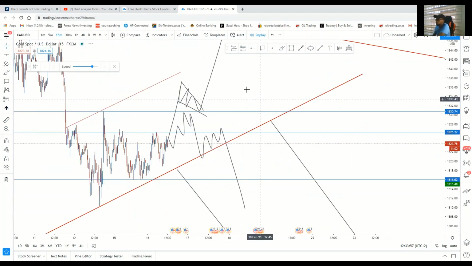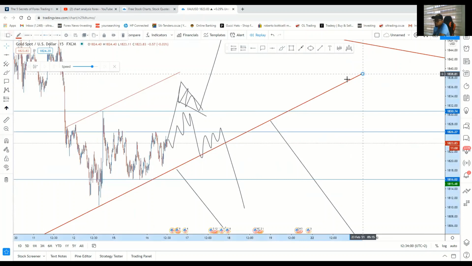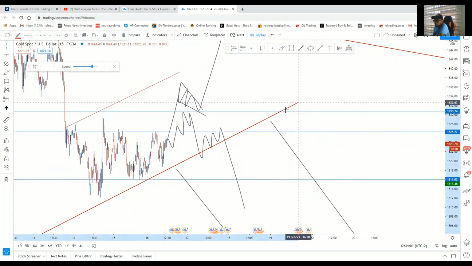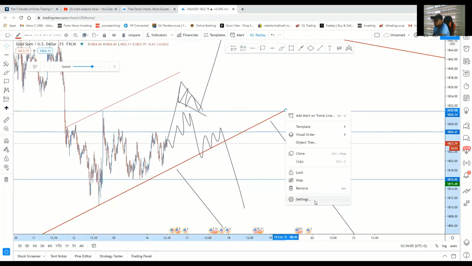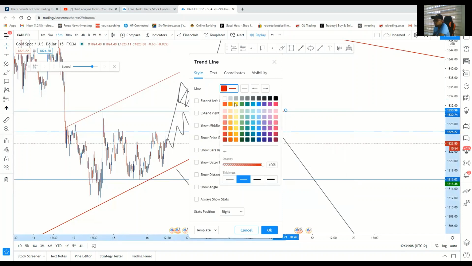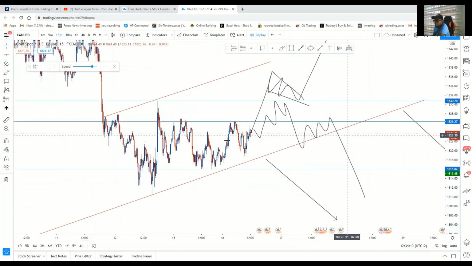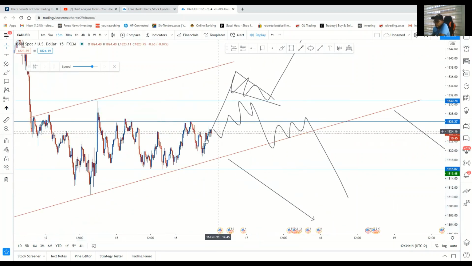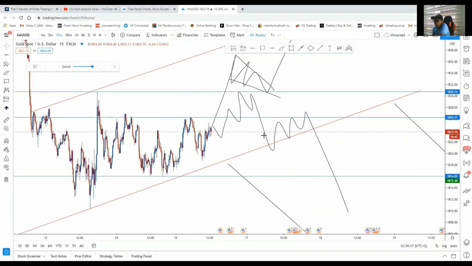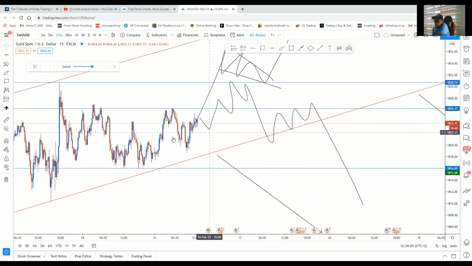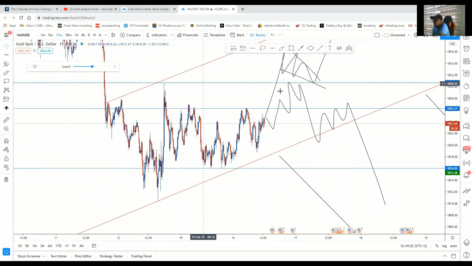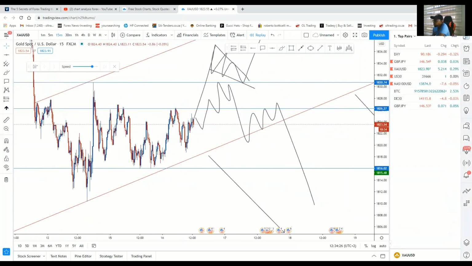So guys, you need to be aware of these moves that are happening. You need to be very much aware of these moves that are happening. So learn to wait, learn to be patient, guys. Don't rush anything so that you can be able to catch those moves. That is gold.